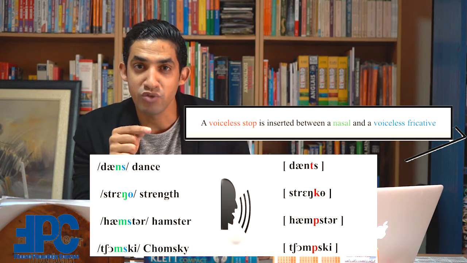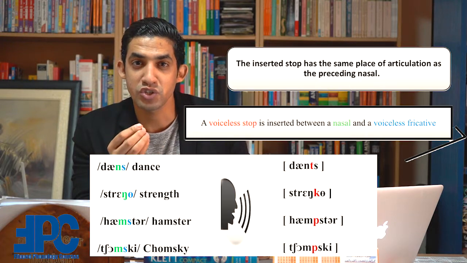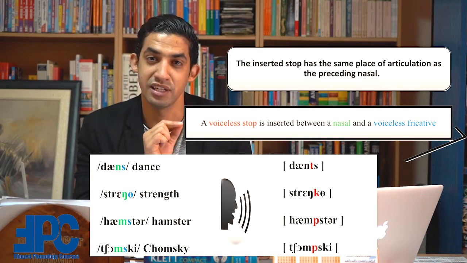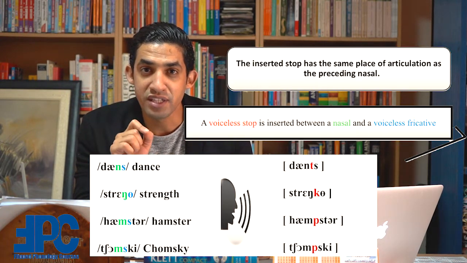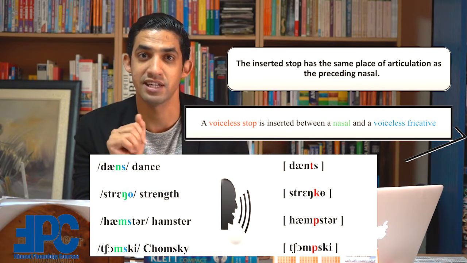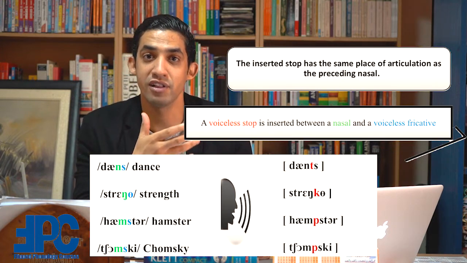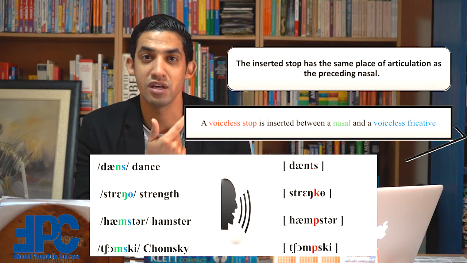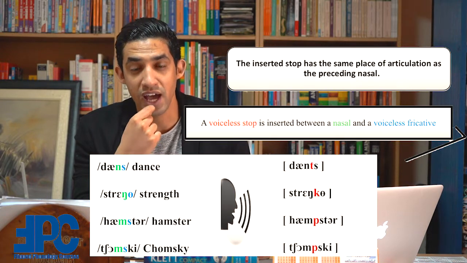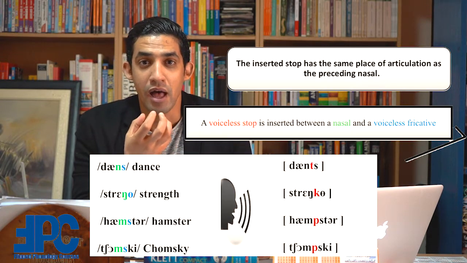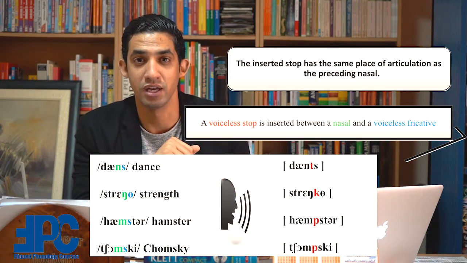Now what you can notice here is that the voiceless stop that is inserted actually shares the same place of articulation as the nasal. If the nasal there is alveolar, the voiceless stop that is inserted is also alveolar, like the t sound, or the k sound in the velar example for strength, which has a velar nasal. And the same is the case with Chomsky and hamster: the p, which is a voiceless bilabial stop, shares the same place of articulation as the nasal, which is the bilabial nasal m here.